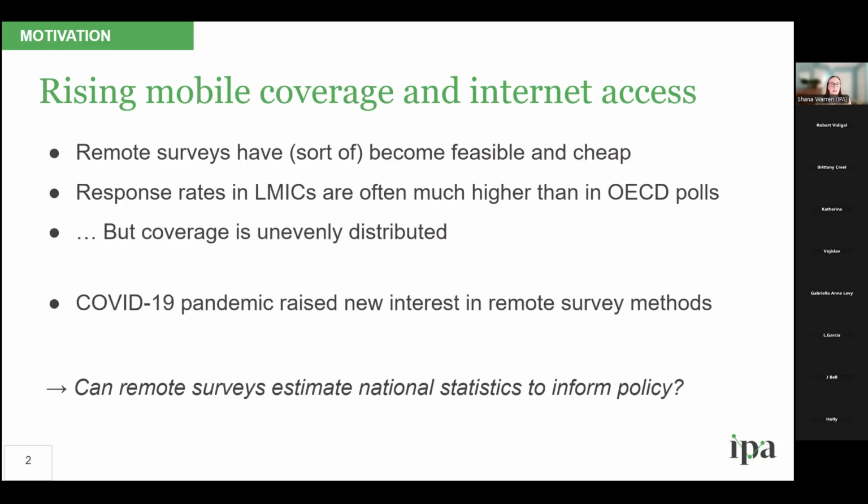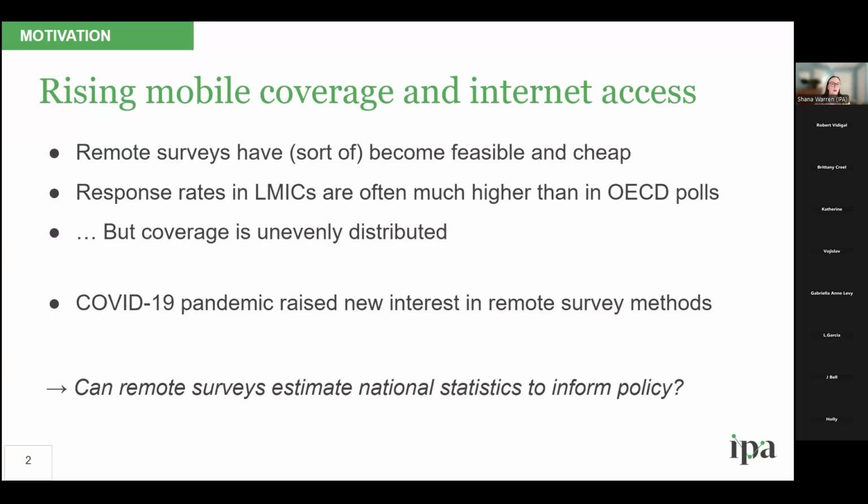Response rates, on the other hand, are often much higher than in OECD polls, just in general, but coverage is fairly unevenly distributed. So yes, a high percent of the population is covered in most countries, but there are large areas that are systematically excluded from almost all remote surveys. And it is important to keep in mind that no amount of weighting will address that the most rural areas are not in your sample. There's no weight you can put on something that isn't there at all.